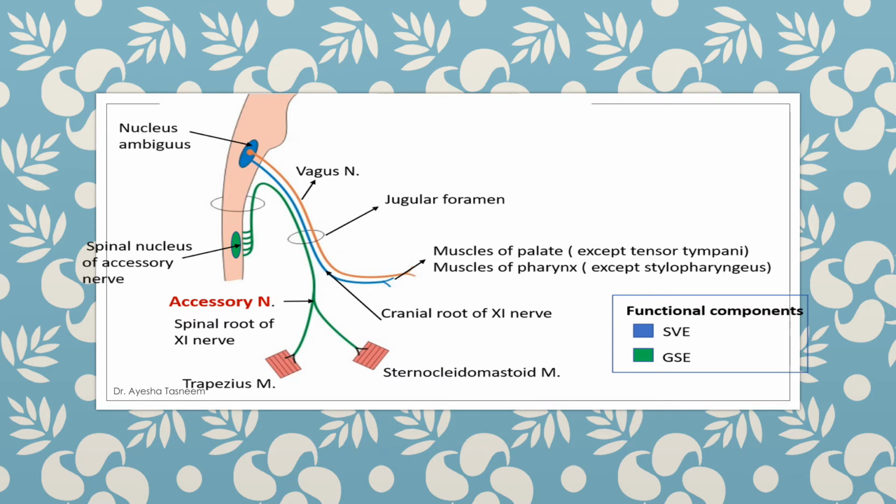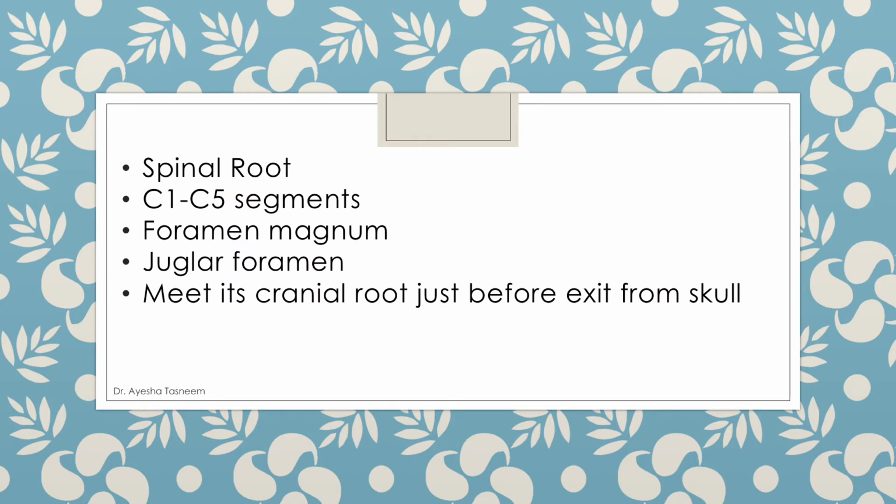Then we come to the spinal root. The spinal root arises from the first 5 segments of the cervical spinal nerves. They travel towards the foramen magnum. From the foramen magnum, they reach the posterior cranial fossa. In the posterior cranial fossa, they travel towards the jugular foramen, where they combine with the cranial root of the accessory nerve, and just after passing through the jugular foramen, both nerves separate.